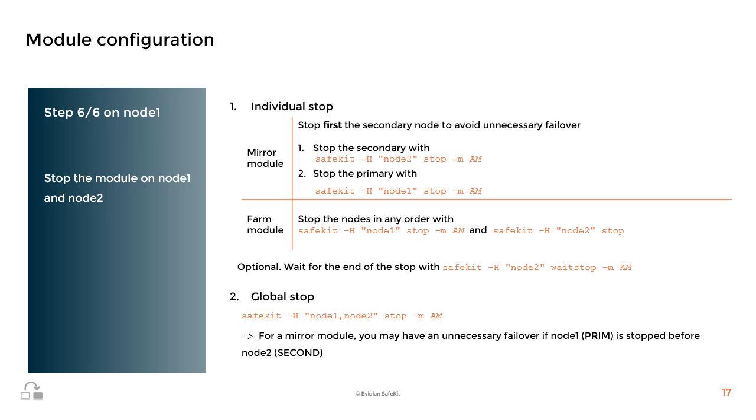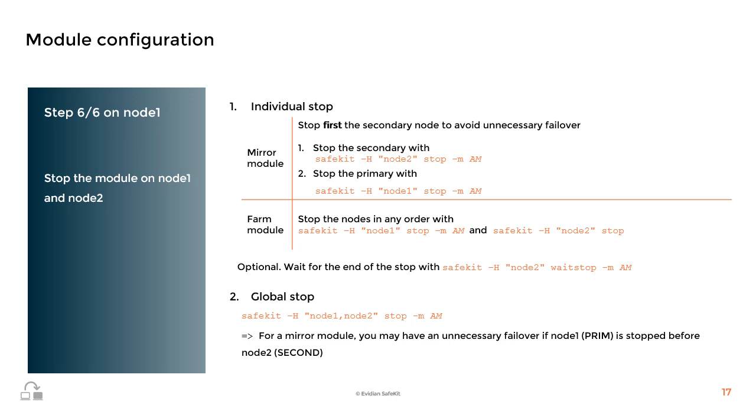For a mirror module, stop first the secondary node to avoid an unnecessary failover. In this example, run safekit stop on Node 2 first. Then, run safekit stop on Node 1. For a FAR module, stop the nodes in any order with the safekit stop command and by specifying the node name in the -H option. Optionally, you can wait for the stop to complete by using the safekit waitStop command.